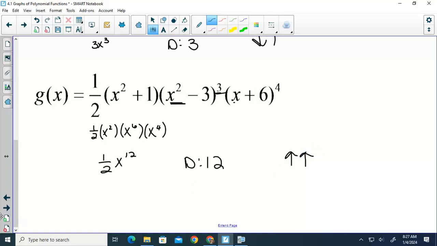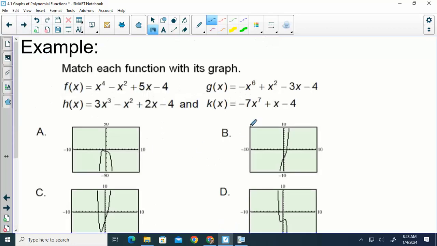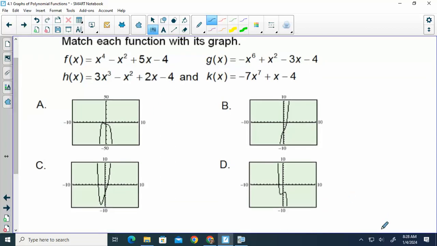Did you guys understand how we did those? So the next one, I want you to take what you know about end behavior and match each of these equations with the graph. So what should the end behavior be for f of x? Up. So that has to be graph C.